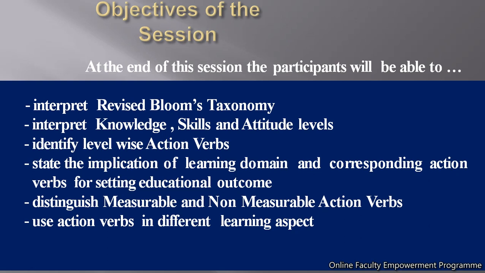So at the end of the session, the expected outcomes are: the concepts of Bloom's taxonomy will be revised, the knowledge, skill, attitude level combination, and why it is very important to initiate an effective learning strategy. You are going to understand the meaning of the action verb, and measurable and non-measurable action verbs. What is the difference between them? You can understand easily.